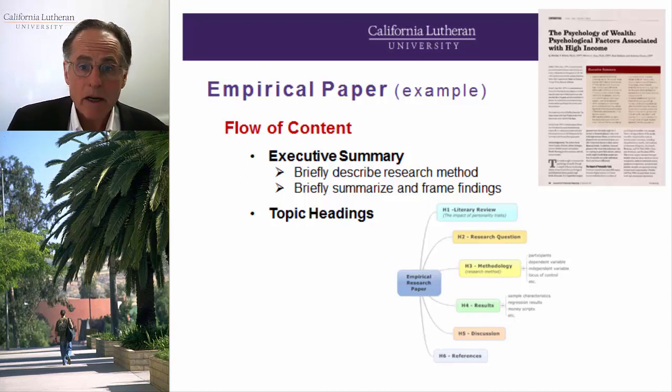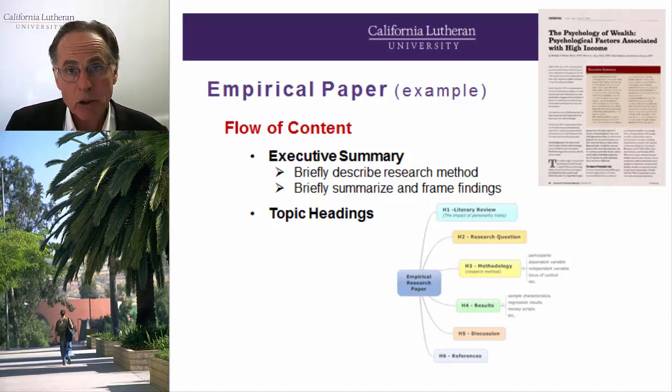For this example, I examined the article, The Psychology of Wealth: Psychological Factors Associated with High Income, by Brad Klontz and 3 of his colleagues. You'll notice on the image of this article, which is in the upper right-hand corner of the slide, that they begin with an executive summary, which briefly describes their research method, summarizes the findings, and frames the relevancy of their discovery. They organized the paper with 6 major topic headings, which clearly align with formatting of empirical studies.